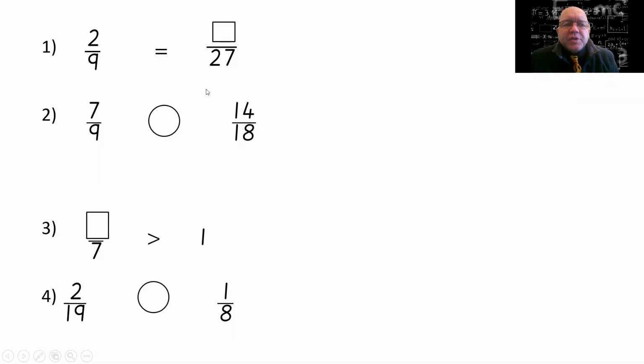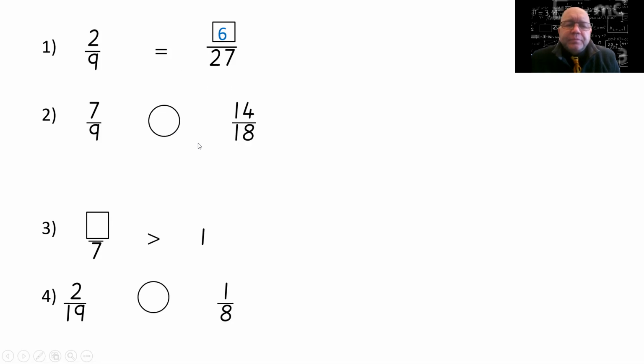The first one is a straightforward equivalence fraction. So I want to know how many 27ths is equivalent to 2/9. Now remember the rule, whatever you do to the bottom, you do to the top. So to turn our 9 into a 27, we're going to multiply by 3. And we need to do the same to the top. So 2 times 3 is going to give us 6. Okay, so we've multiplied both the bottom and the top by 3.